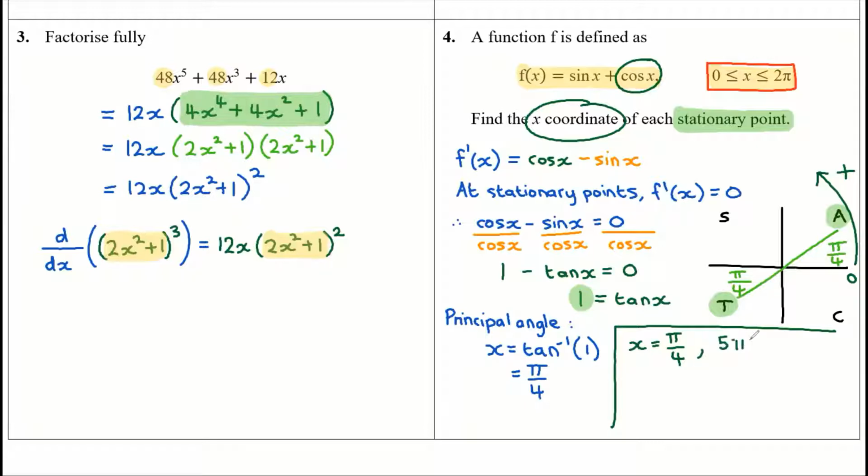So that's going to be 5 pi over 4. So in other words, 4 pi over 4, which is pi, plus pi over 4, which is 5 pi over 4. So those are our 2 x coordinates. Okay, so that concludes the warm-up.